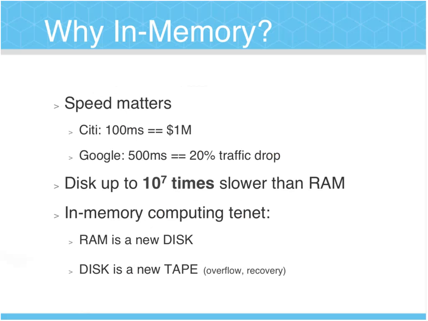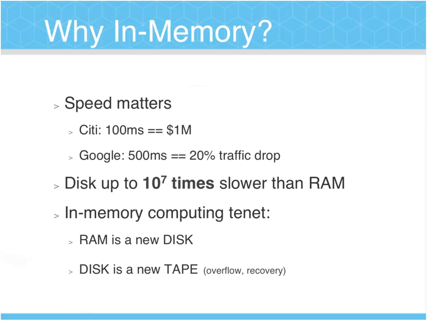Speed matters. And I think we all intuitively understand that speed matters. It's always kind of hard to come up with the facts for why it matters, so I pulled some interesting ones. Citigroup says that, for example, in Forex trading, a 1/10 of a second delay on a Forex trade can cost upward of $1 million.